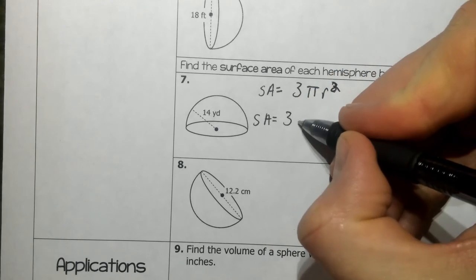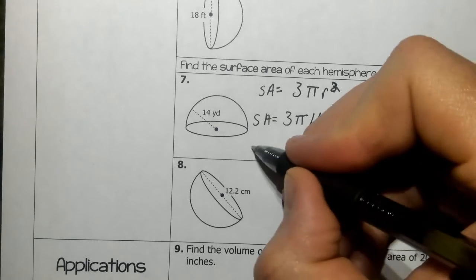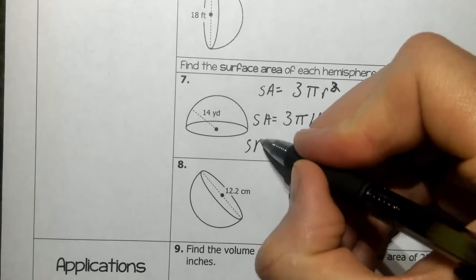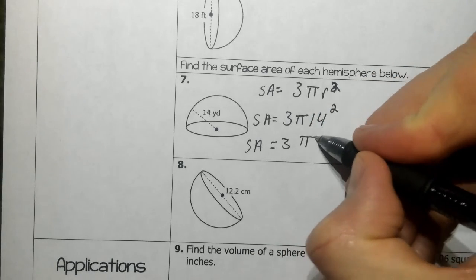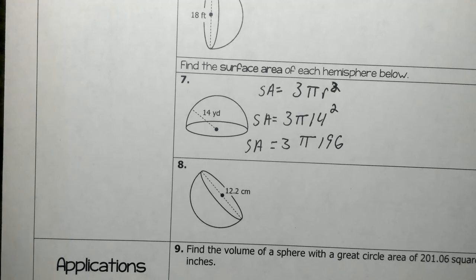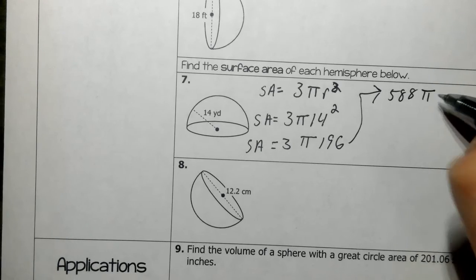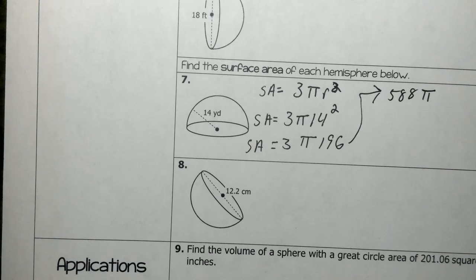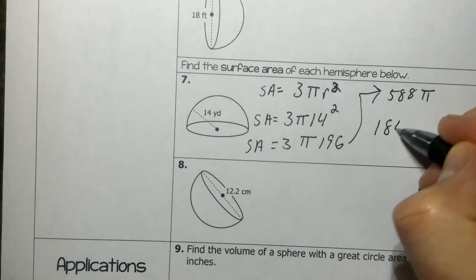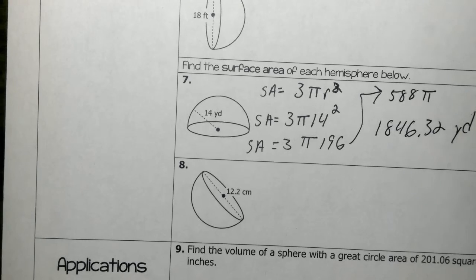So 3 times pi times 14 squared. So 3 times pi times 196. And I'll do 196 times 3 is 588. So 588 pi. 588 times 3.14 is 1,846.32 yards squared. Okay.